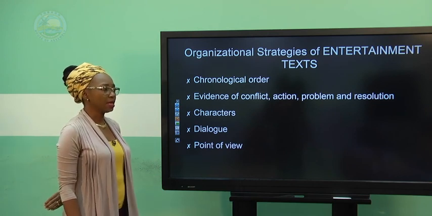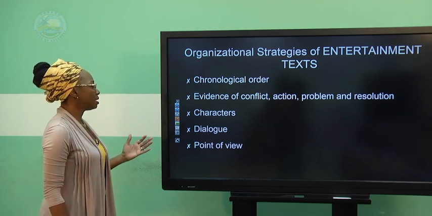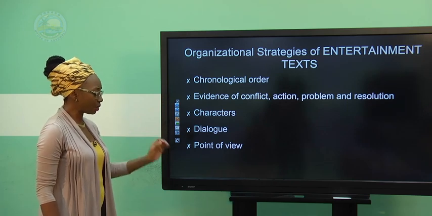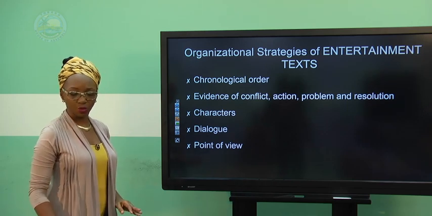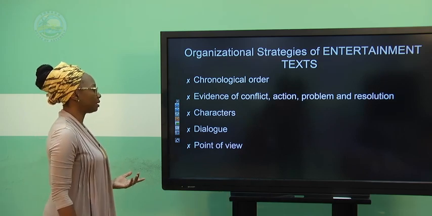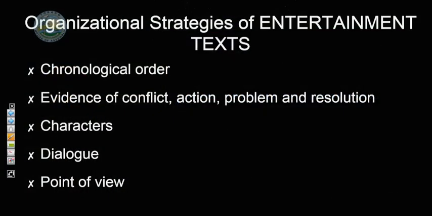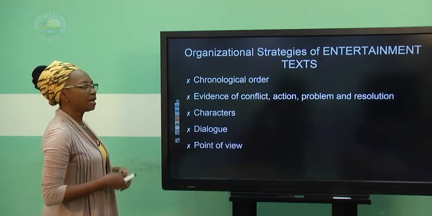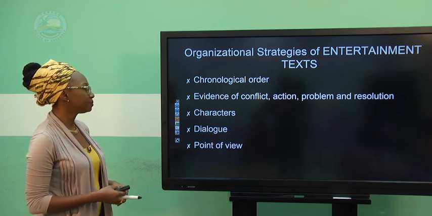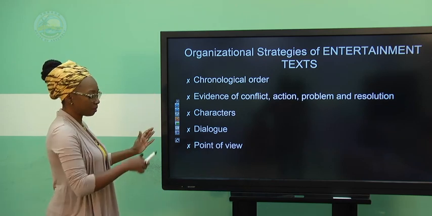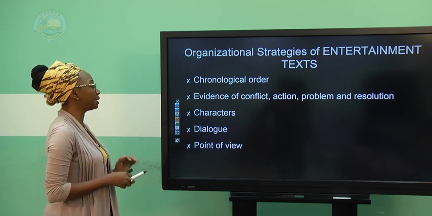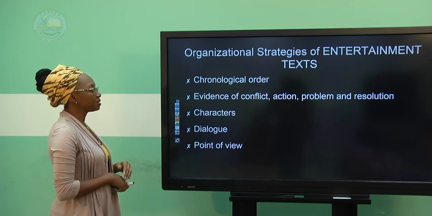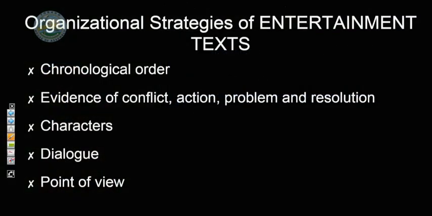Chronological order. Are you seeing in this text information that's laid out in terms of what came first, what came after, what came next, and what was the last thing? Usually what you're going to find with this in entertainment text would be, in the beginning, there was a little boy who, later on in his life, and you're going to see something that builds with your story, so you have a beginning, a middle, and an end. Evidence of conflict, action, problem, and resolution.